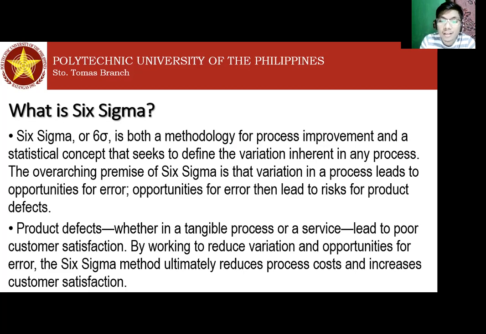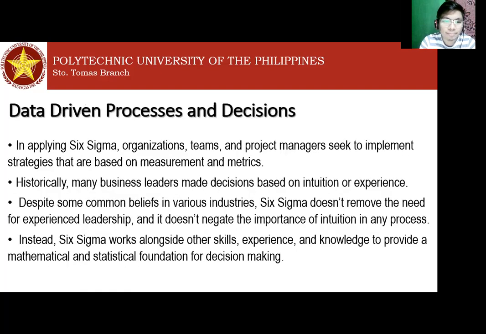So these product defects, whether in an intangible or tangible process or a service, lead to poor customer satisfaction. It means if our customer satisfaction is poor, our sales will go down after that. So by working to reduce variation and opportunities for error, the Six Sigma method ultimately reduces process costs and increases customers' satisfaction, aligned with our goal to improve the sales of our business. If we improve internally on our system, it will create customers' satisfaction.